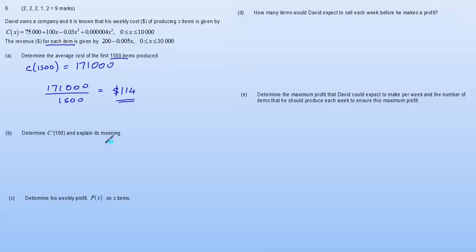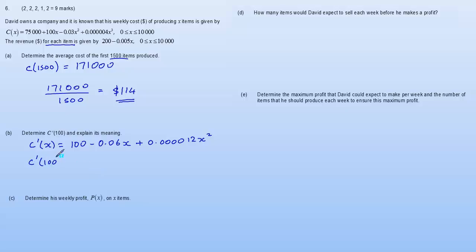Determine C'(100) and explain its meaning. So we need to differentiate. So this disappears, then we get 100, take away 0.06x, plus 0.00012, so at the moment that's 1, 2, 3, 4, 5, and the 4 multiplied by 3 will be 12, so that will be 12x squared. Don't forget you've got the calculator to help you with all of this stuff. You can differentiate this on the calculator.